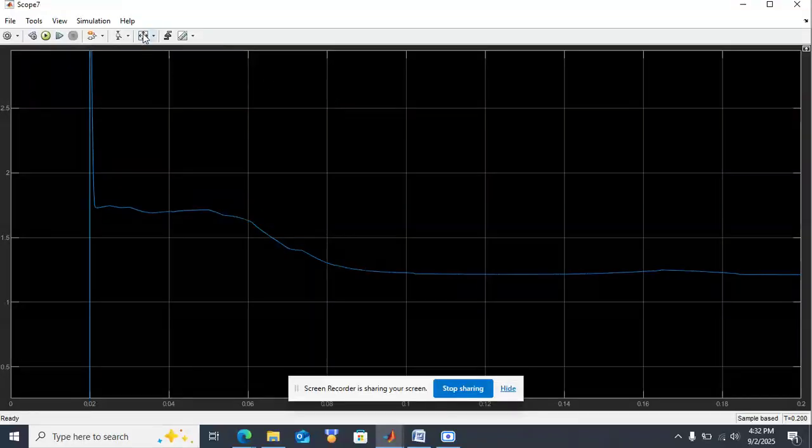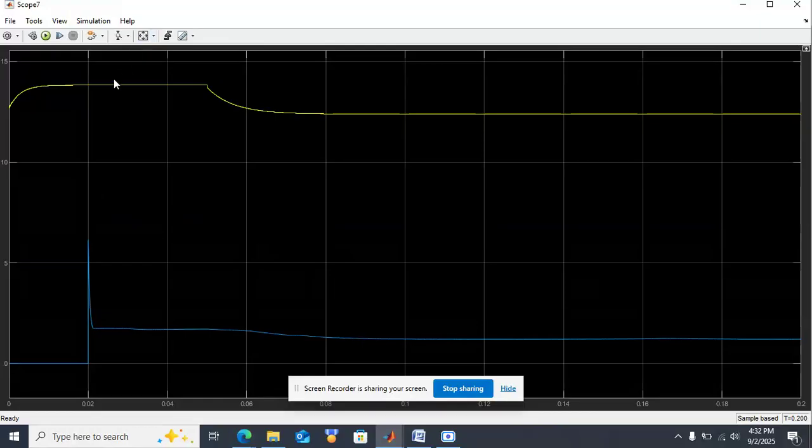And here this is the input voltage and current. Input voltage is initially around 14 volts, then it is reduced to 12 volts. Current was initially around 2 amps, and it is reduced to 1.5 amps when the battery is providing the energy.